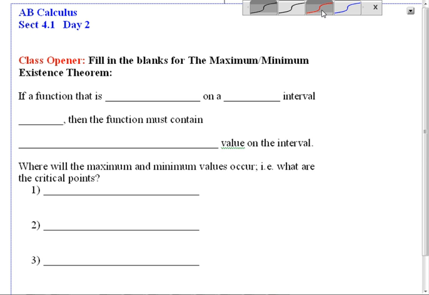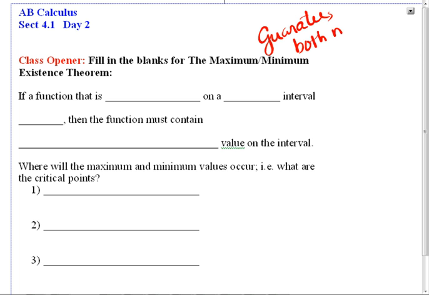And I'll be a little redundant, but that's okay. It's a guarantee. It's a promise. Guarantees both a maximum and a minimum value of the function. So I'd like to have this. Otherwise, there are other tests that you can do, and you'd have to look at the graph. And if it's a non-graphing calculator, it makes life hard.